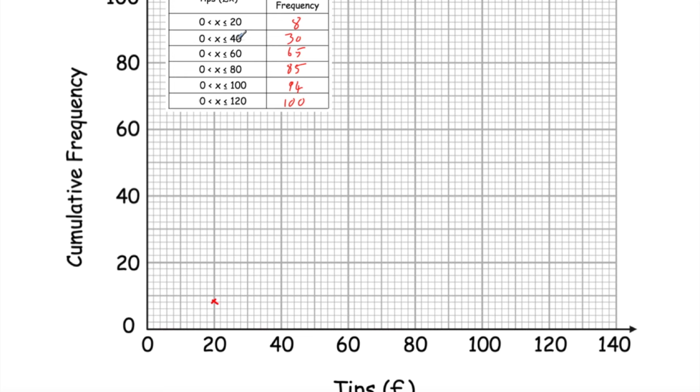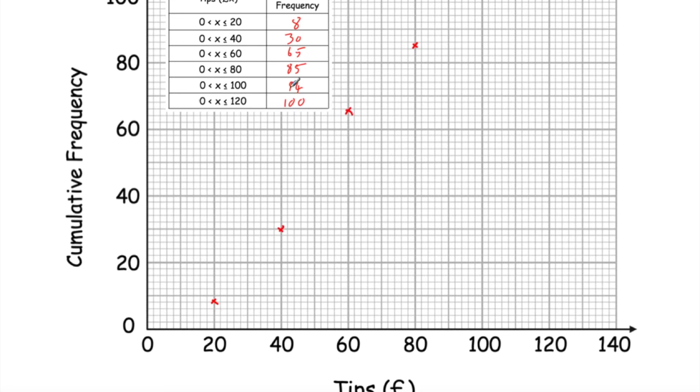Okay, next, 40 across, 30 up. That one's quite nice. It's in the middle of 20 and 40. Okay, next, 60 across and 65 up. So 60 across is there, and 65 up, there's 60. 62, 64, 66, so 65 will be in the middle there. So there. Next, 80 across and 85 up. Well, that again would be 82, 84, 86, so in the middle there, 85.